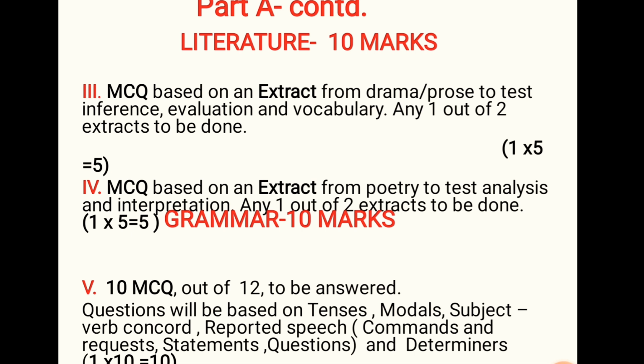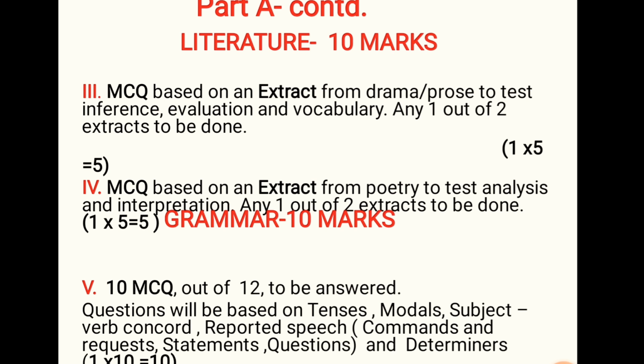Question number 3 and 4. Here we see that question number 3 and 4 both are extracts from literature. The only difference is the third one is an extract from drama or prose, and the fourth one is an extract from poetry. Now in both the cases you have 2 extracts and you have to answer only one out of the 2 extracts. So in every question there is ample choice given, making the paper more student friendly for all of you.